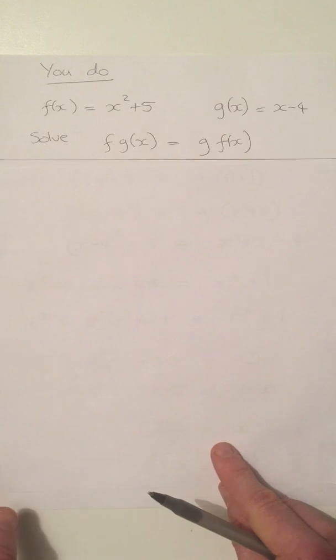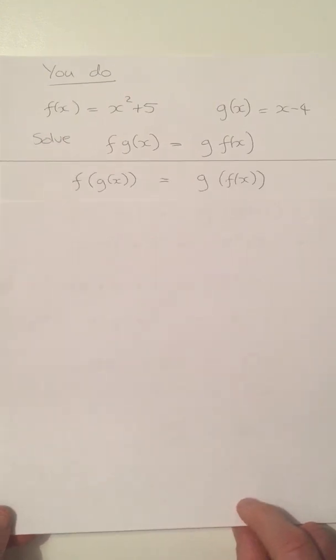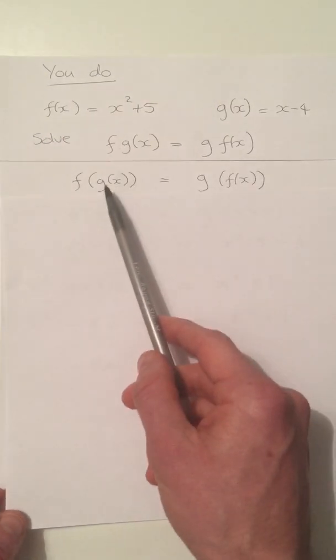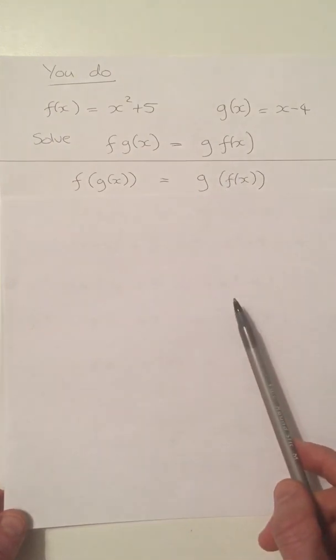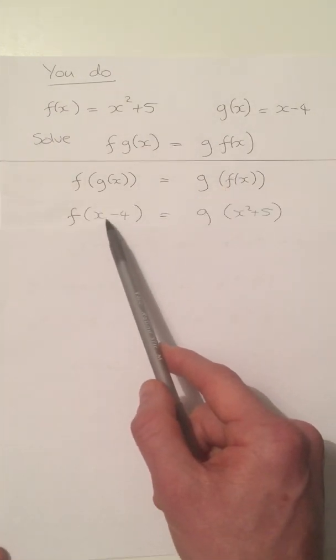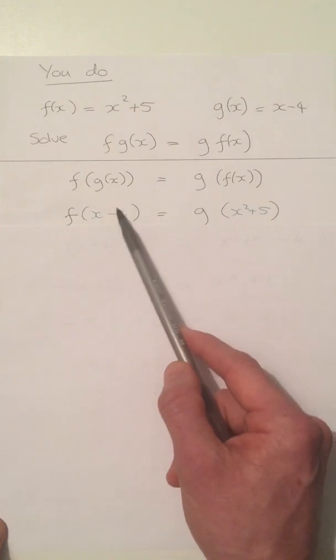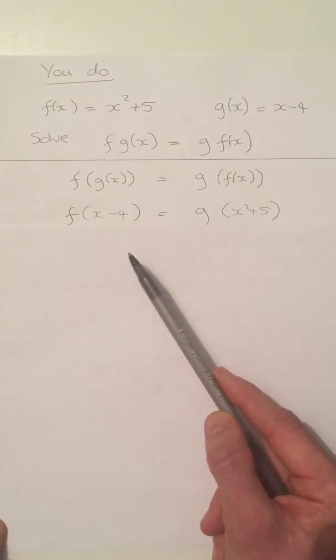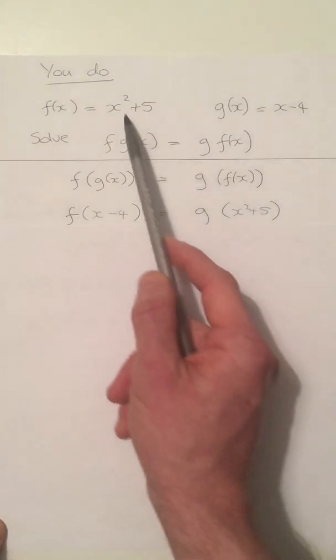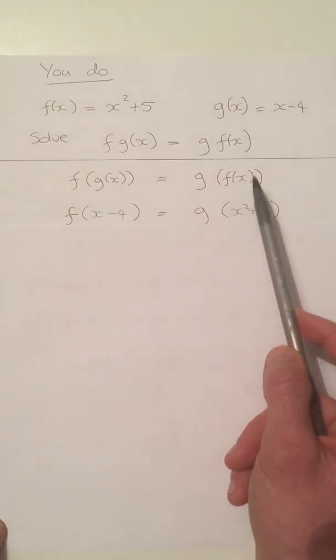Okay, for the answer then, I'm first of all going to write down what this means. That means the same thing as that. That means the same thing as that. Which means that the g of x, I'm just taking the g of x here and I'm going to substitute that into the f of x. Over here I'm taking the f of x, which is this, and I'm going to substitute that into the g of x.